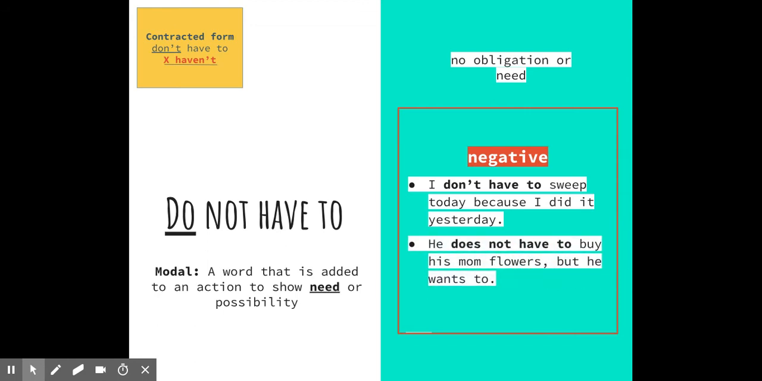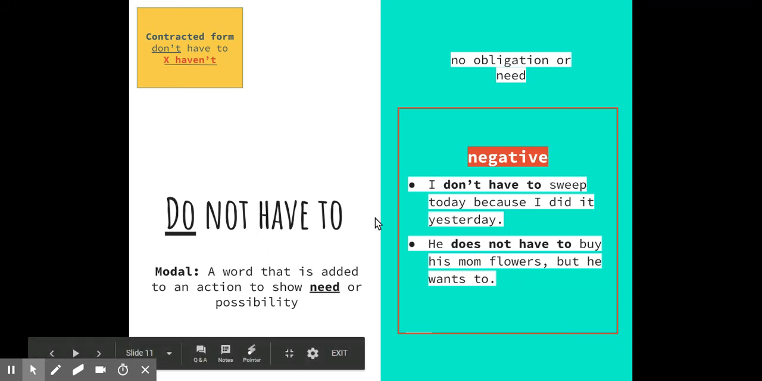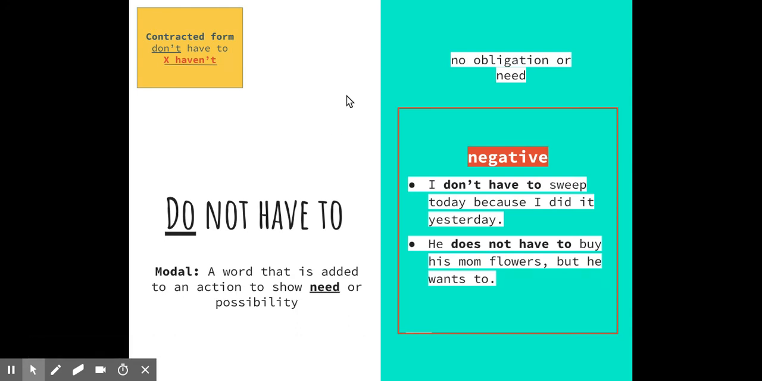Okay. He does not have to buy his mom flowers, but he wants to. Okay. It's not saying don't buy my mom flowers. It's saying you don't need to. Okay. He must not buy his mom flowers. She is allergic, right? Don't buy flowers. He does not have to buy flowers. He doesn't need to. Okay? So do not have to has that special meaning. Make sure you take note and remember that.